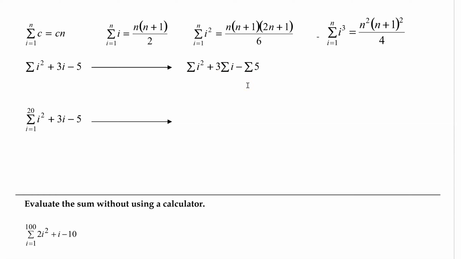So what we're doing is just distributing that sigma. This would become sigma i squared plus 3i sigma, but 3 is a constant, so we can take it out, and then minus 5. You're asking, why do we get to take the 3 out? Well, let's look at this.